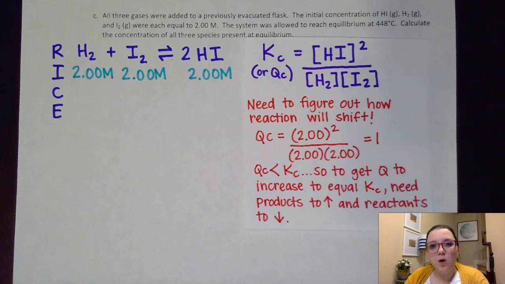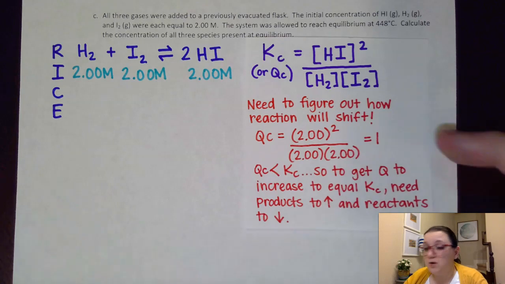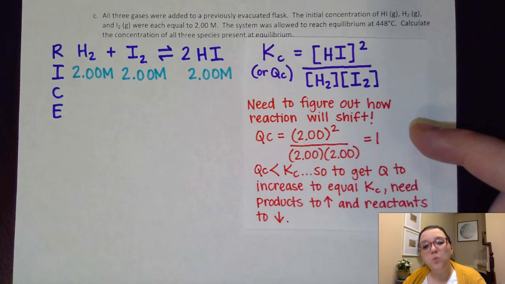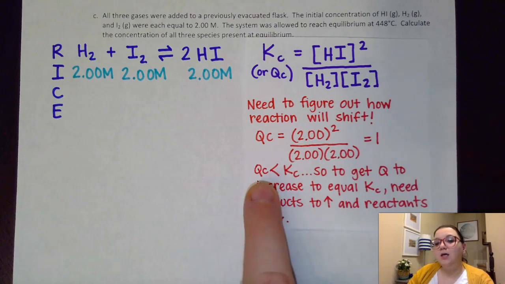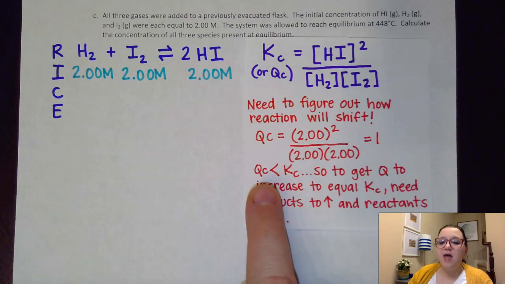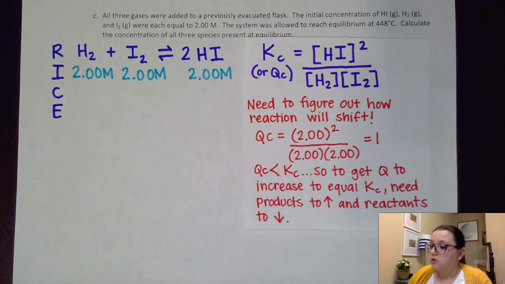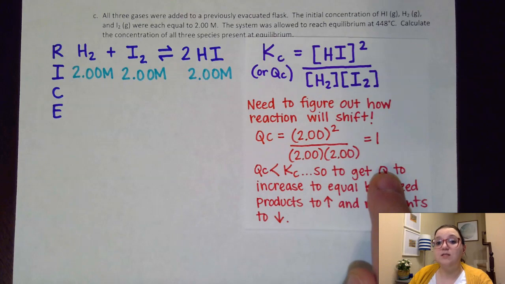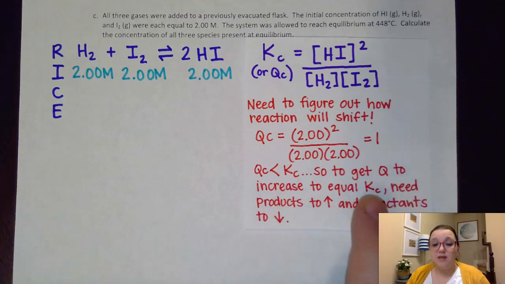But remember what I want my ratio to be. The goal is to get to equilibrium, and at equilibrium, that ratio is 50.5. So in comparing the 1 to the 50.5, we can see that right now my Q value is less than my K value. If K is 50.5 and I'm at 1 right now, then my Q is too small. So in order to get Q to increase so that it can equal K, so that the 1 can become 50.5, I need to get it to increase.